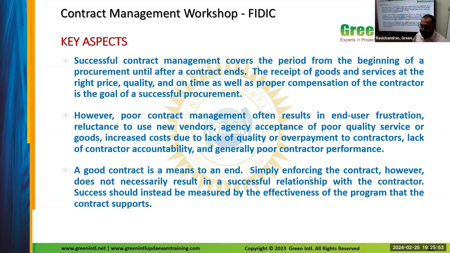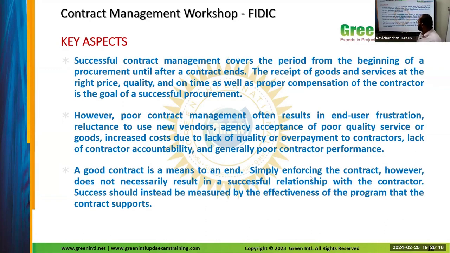Then poor quality material use, which can increase the overall cost of the project or can cause issues in the future. Increased cost due to lack of quality or overpayment to contractors. There can be overpayments and financial issues, and unnecessary wastage of time can happen.